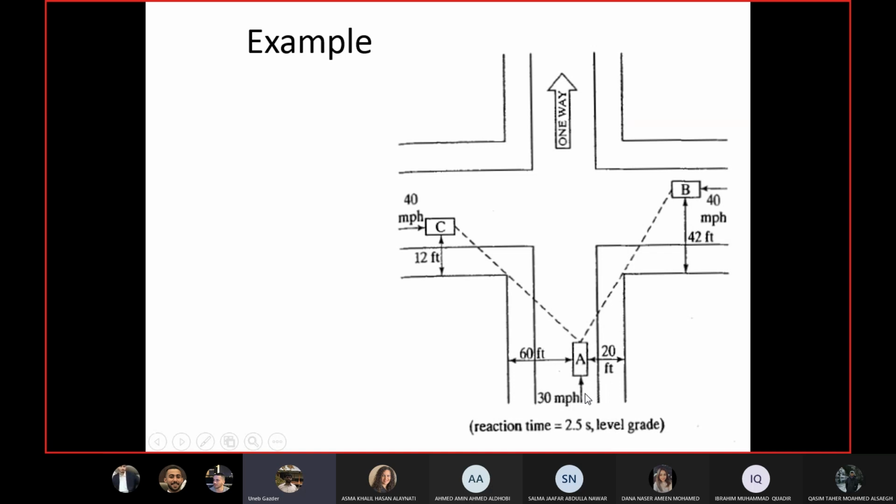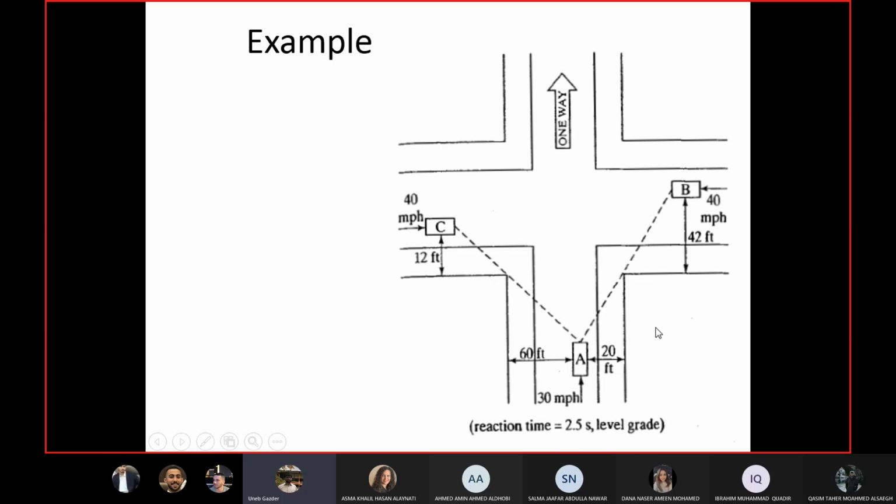We have a vehicle A which is approaching the intersection, and it has two vehicles coming from both sides. The distance from vehicle A to any roadside obstruction is given. Let's say this is the roadside obstruction. From the side of vehicle B we have 42 feet, from this side we have 20 feet, on this side we have 60 feet, and from this side we have 12 feet in case you want to measure it. The speeds for all directions are given, and the reaction time is 2.5 seconds.